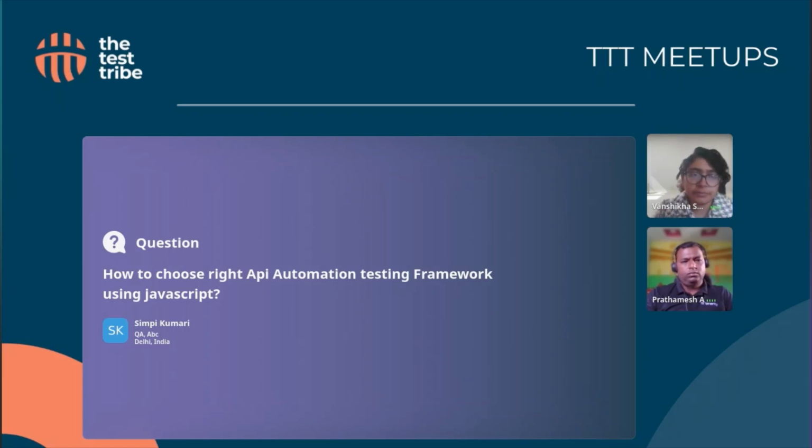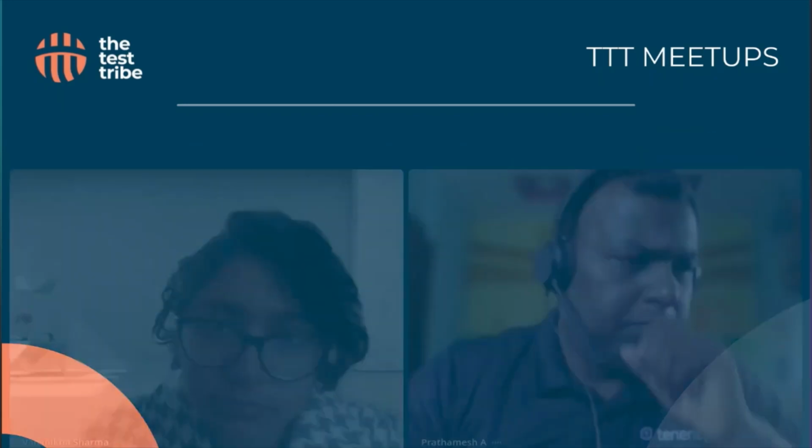The question is how to choose the right API automation testing framework using JavaScript. Nowadays, most of these applications are pretty heavy on the API. They have the backend and services to be automated, and it becomes very important if your product is PaaS in nature, if we are providing platform as a service.